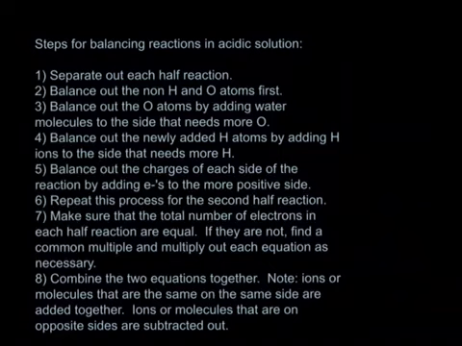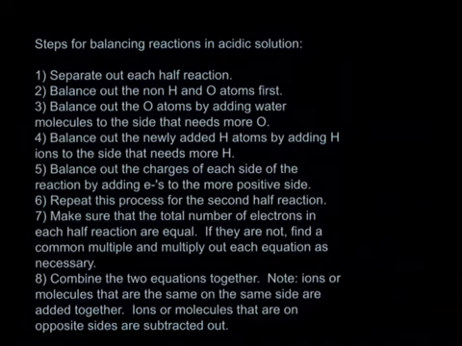You then balance out the charges of each side of the reaction by adding electrons to the more positive side, and repeat this process for the second half reaction. Once both half reactions are balanced, you then compare and make sure that the total number of electrons in each half reaction are equal. If they are not, you want to find a common multiple and multiply out each equation as necessary. If you're lucky, you won't have to do this, and if you do have to multiply, it's nice when you only have to multiply one of the equations.